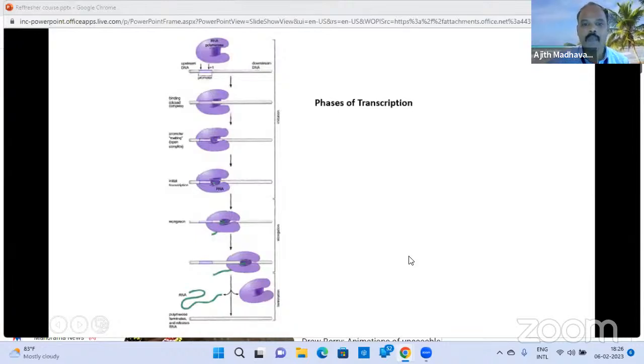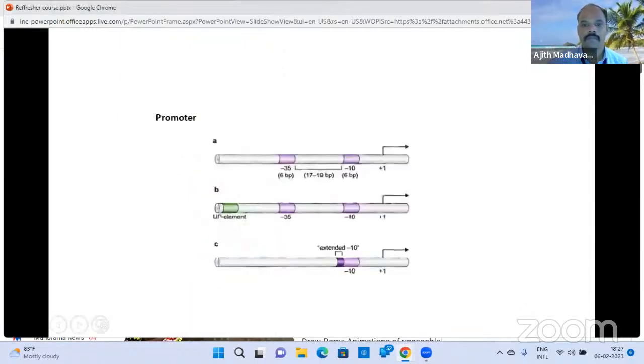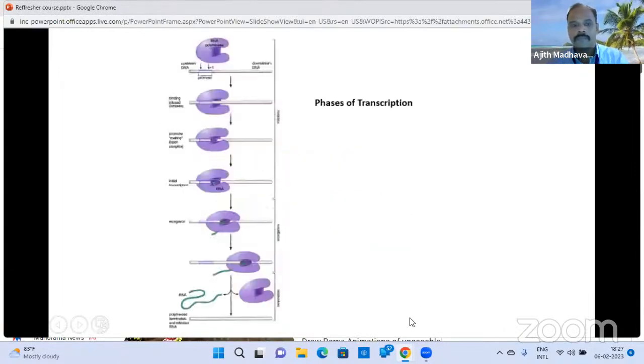Now listen very carefully. I'm very quickly going into the process of transcription. Transcription can be divided into 3 phases: initiation, elongation, and termination. These are the 3 phases of transcription.